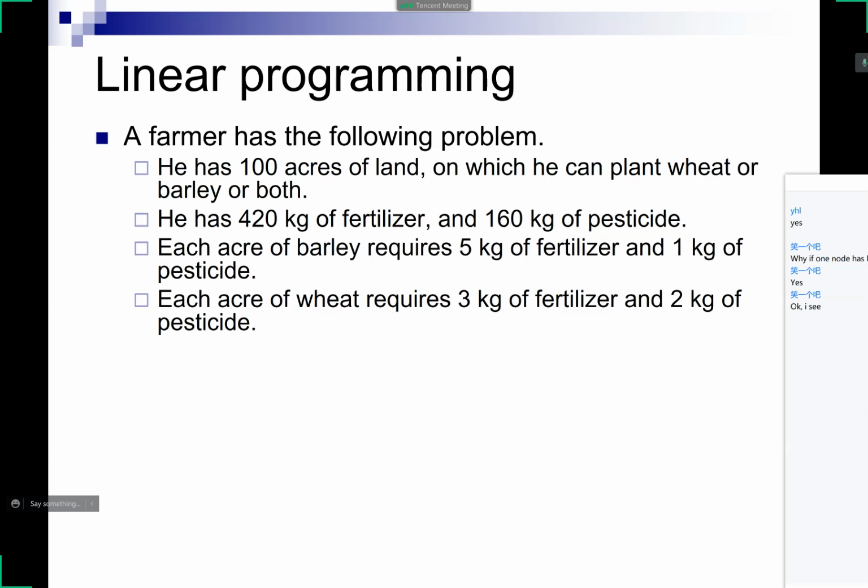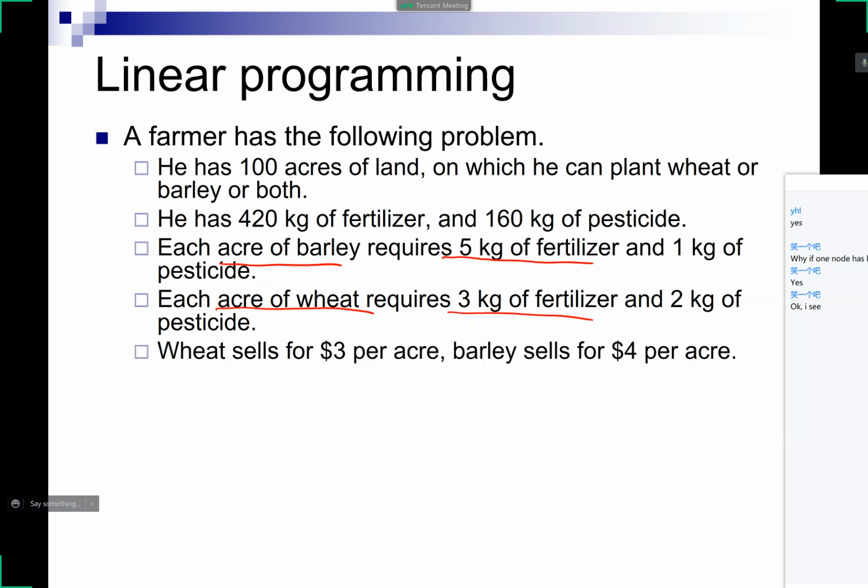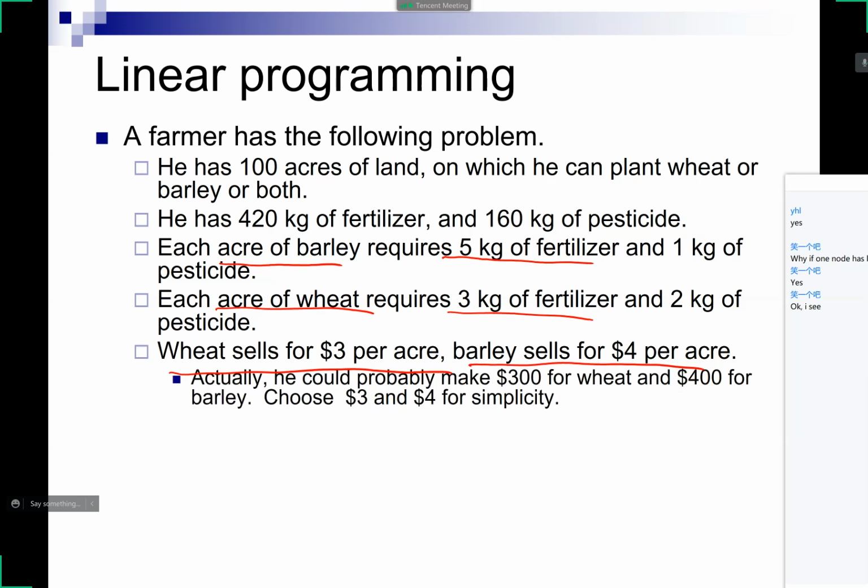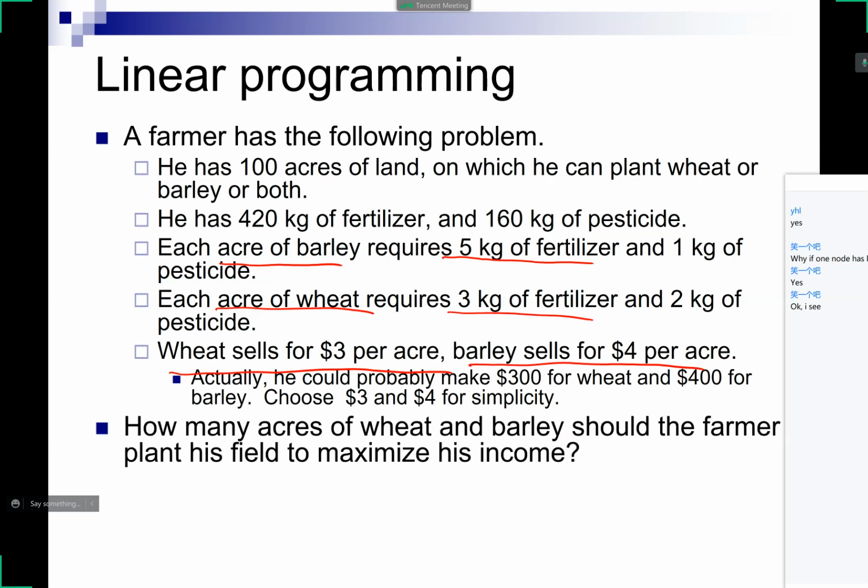For each acre of barley that this guy plants, he needs 5 kilograms of fertilizer and 1 kilogram of pesticide. For each acre of wheat, he needs 3 kilograms of fertilizer and 2 kilograms of pesticide. Now suppose that wheat sells for $3 per acre, so for each acre of wheat that he plants, he can make $3. And for barley, he can make $4 per acre. These are just example figures; in practice you can make a lot more money than that, but I'm just using simple numbers here.